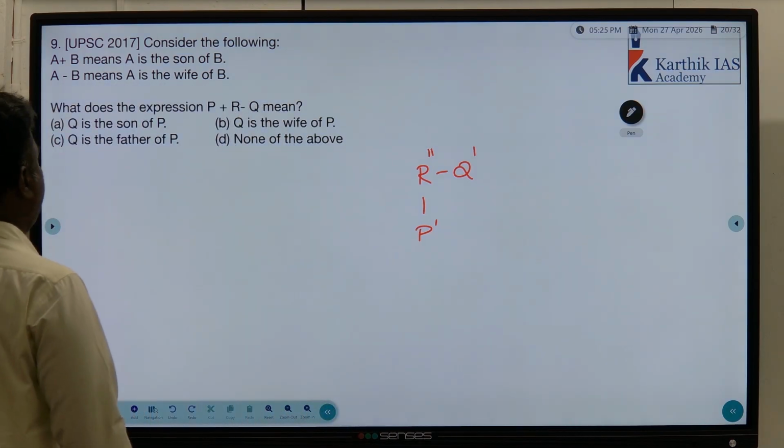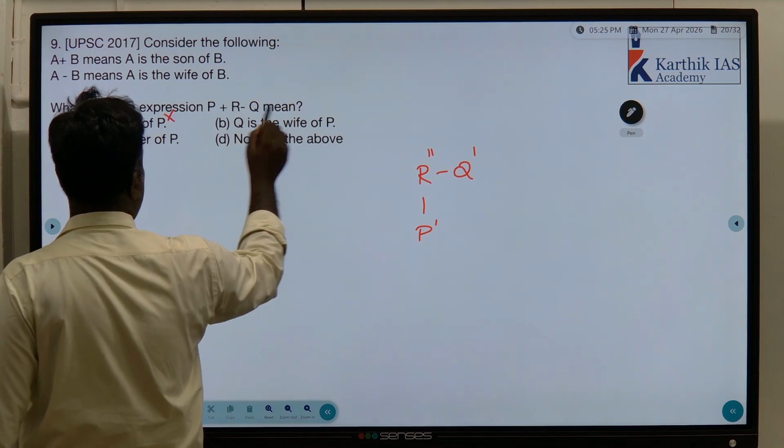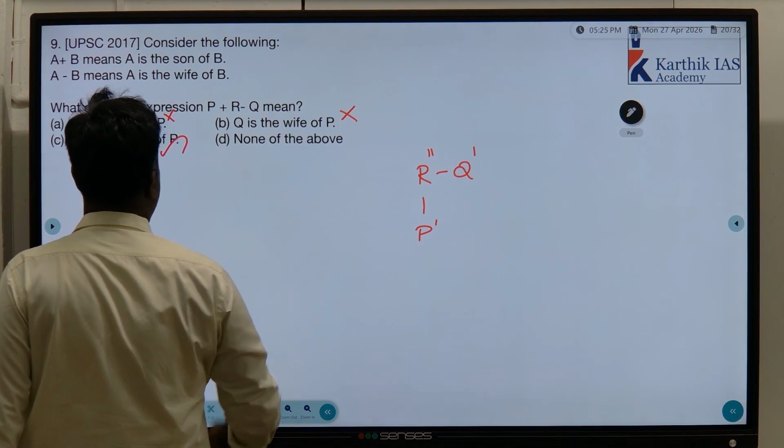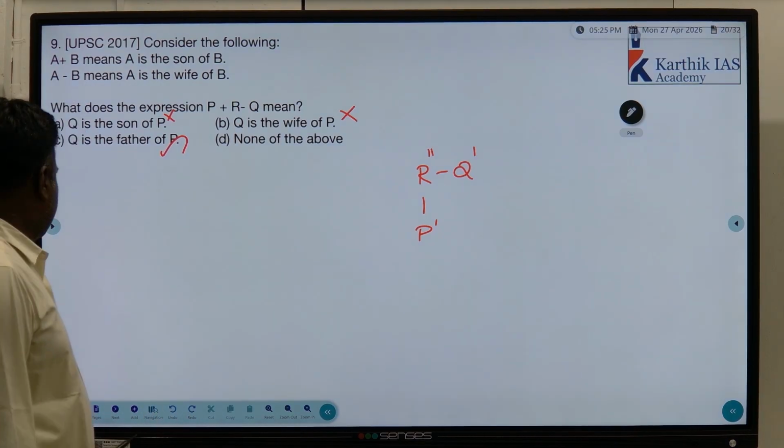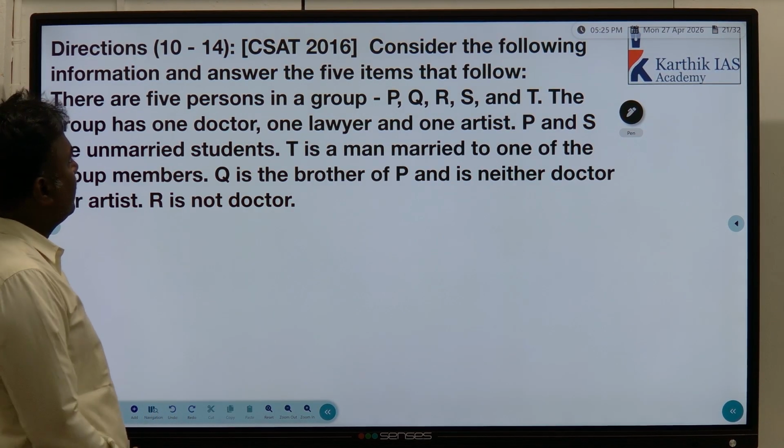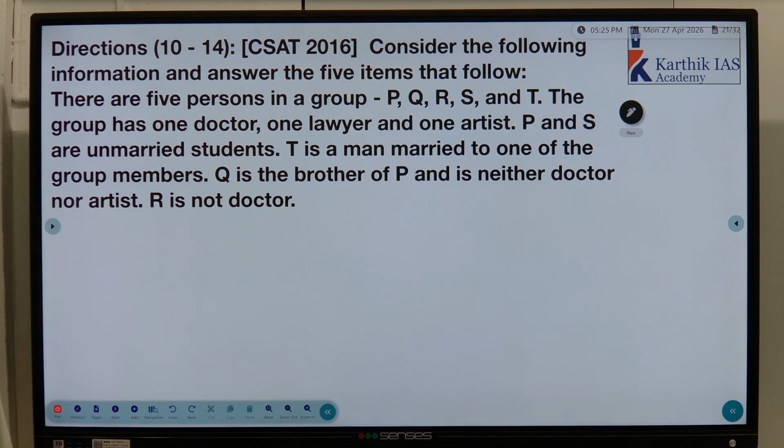Q is the son of P, wrong answer. Q is the wife of P, wrong answer. Q is the father of P, right answer. That's all. Simple. Clear?